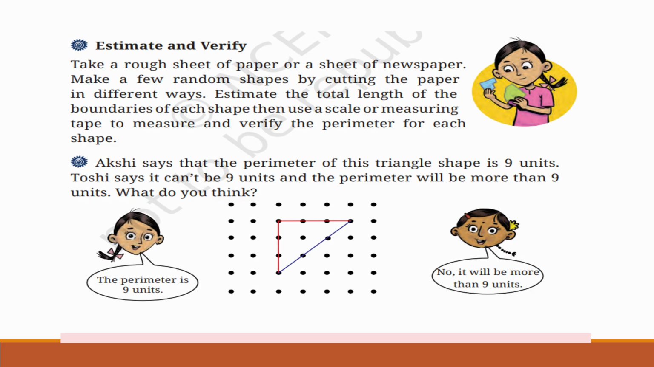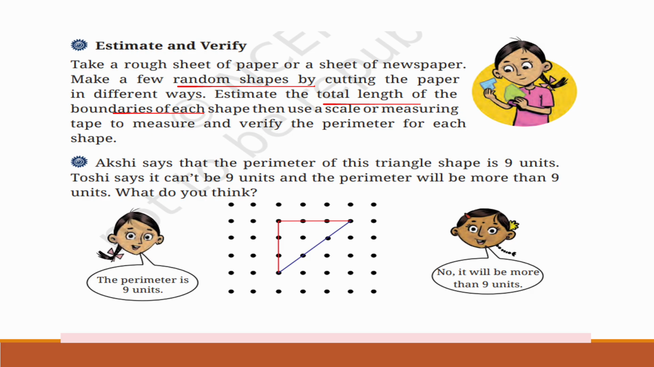Estimate and verify. Take a rough sheet of paper or a sheet of newspaper. Make a few random shapes by cutting the paper in different ways. Estimate the total length of the boundaries of each shape. Then use a scale or measuring tape to measure and verify the perimeter for each shape. That you can do: take a piece of paper or a sheet of newspaper and cut some random shapes, then find the total length of the boundaries of each shape and verify the perimeter.